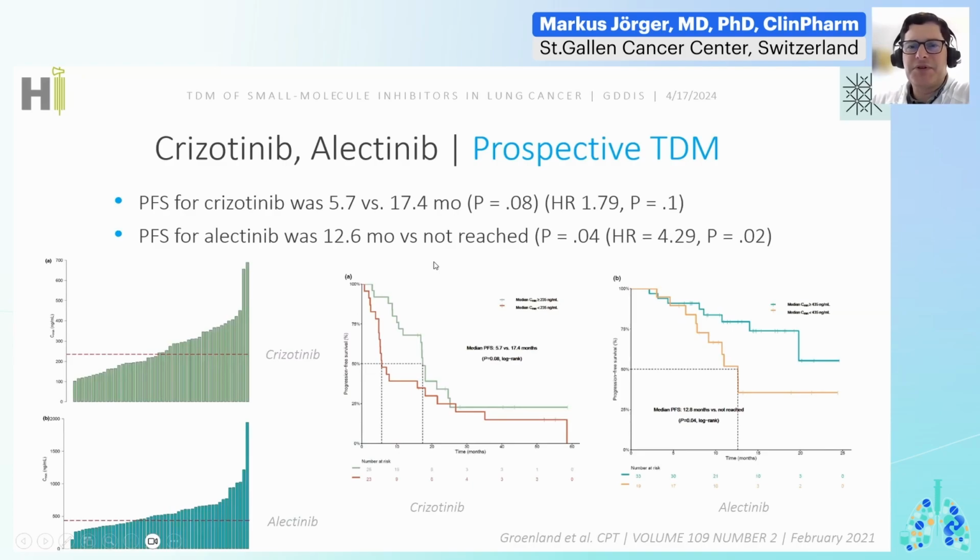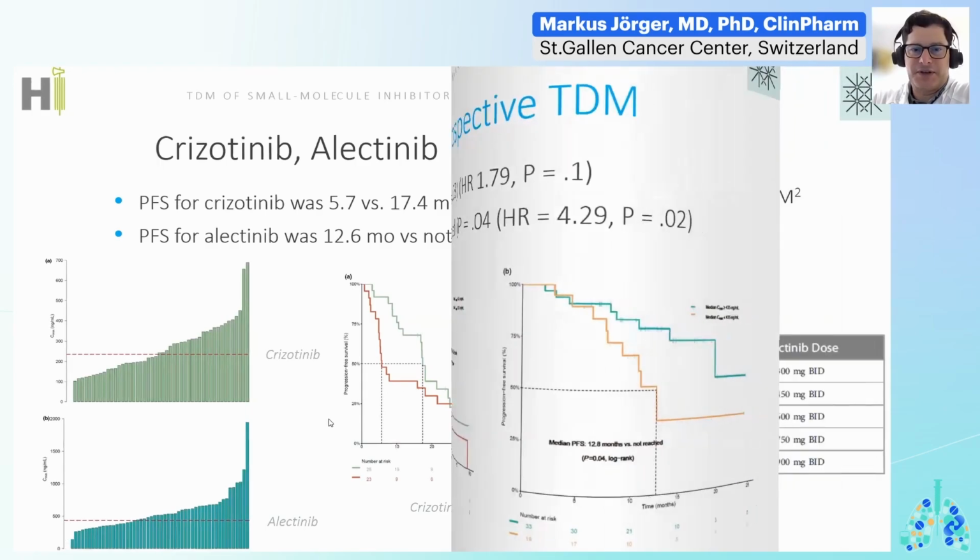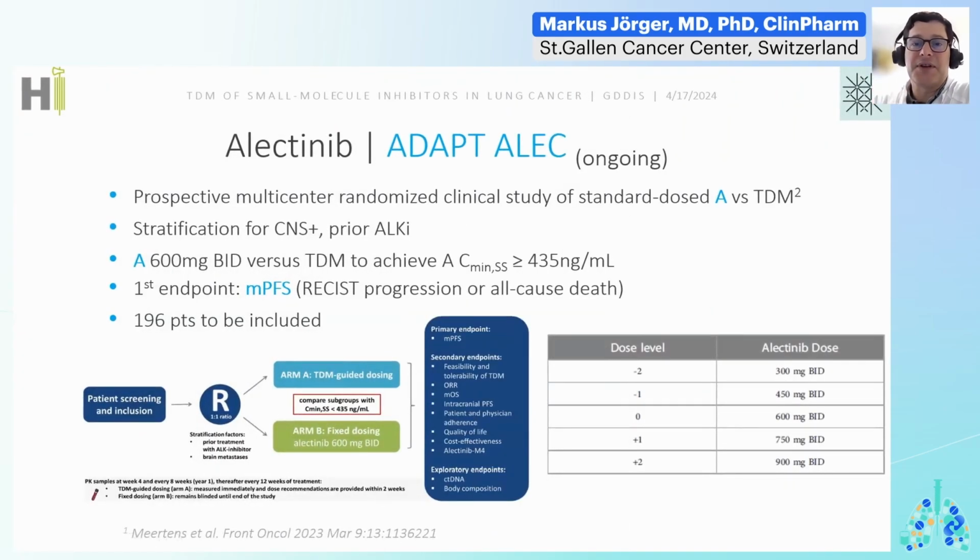is a pretty good separation for the PFS curves for C trough levels, high versus low. And there is pretty intriguingly also some separation for crizotinib, but not that impressive as for alectinib. And this actually was the base to go for a prospective randomized trial that is ongoing at the moment. Also initiated at least by our Dutch colleagues. I think some French centers have potentially joined the trial.